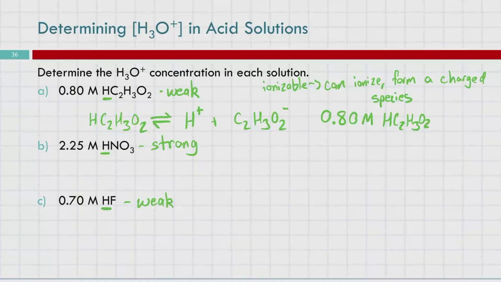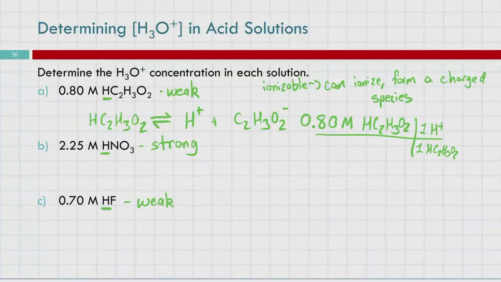We've got 0.8 molar. If that were to completely ionize, 1 H plus out for every 1 HC2H3O2 in. Doing a stoichiometry here, it would be 0.80 molar H plus, if it's strong. If it completely dissociates, that's what the concentration would be. Does it completely dissociate? No, it does not completely dissociate. So it will be less than that.